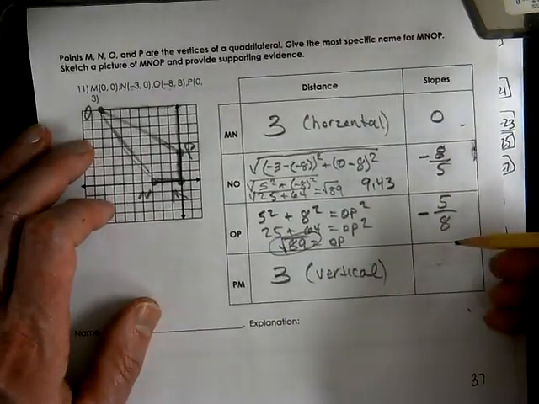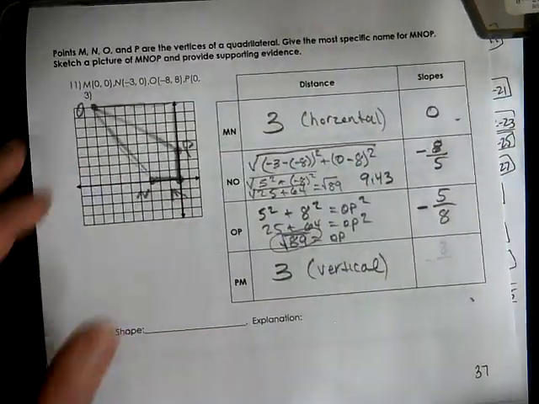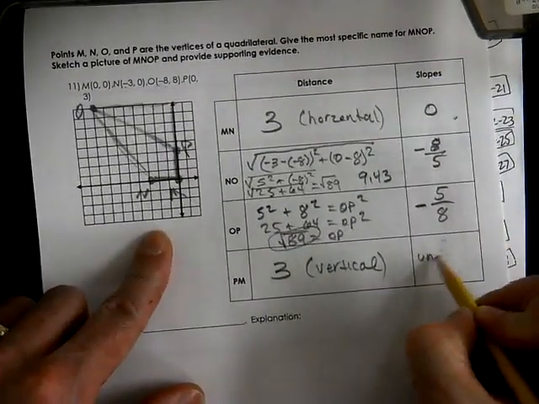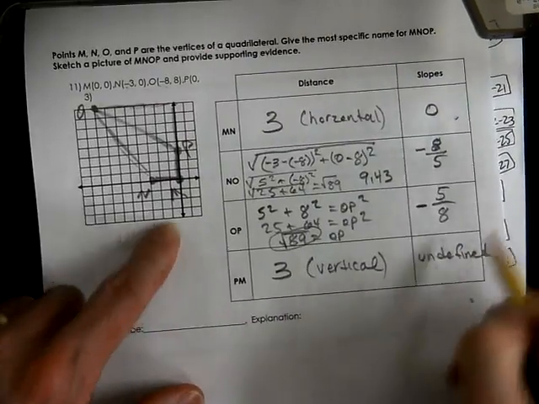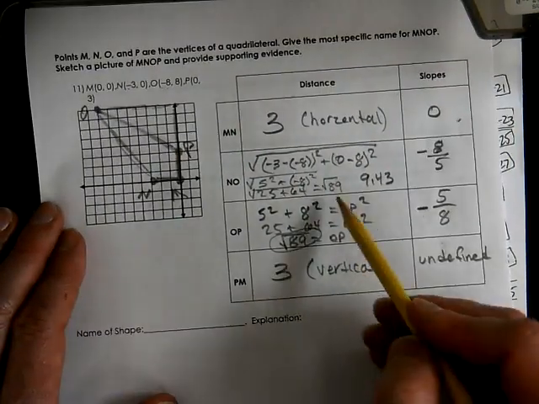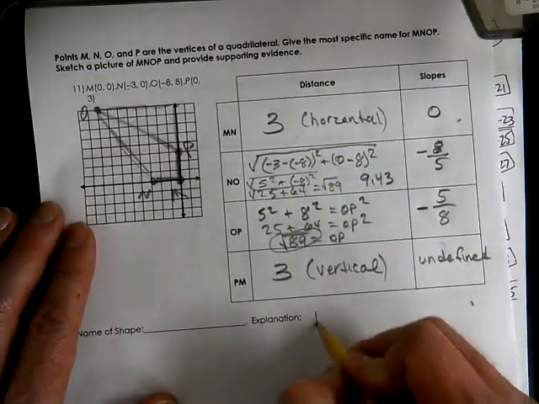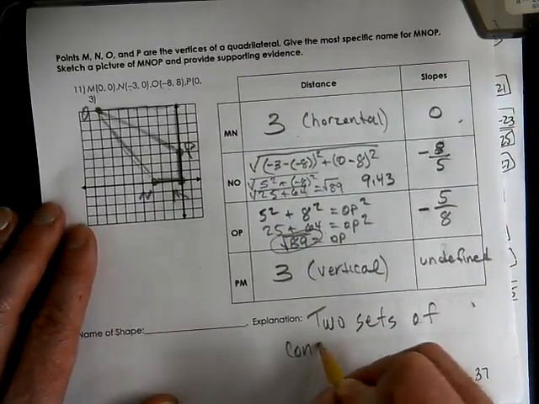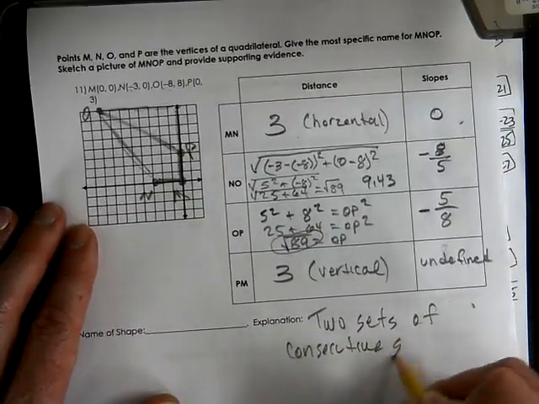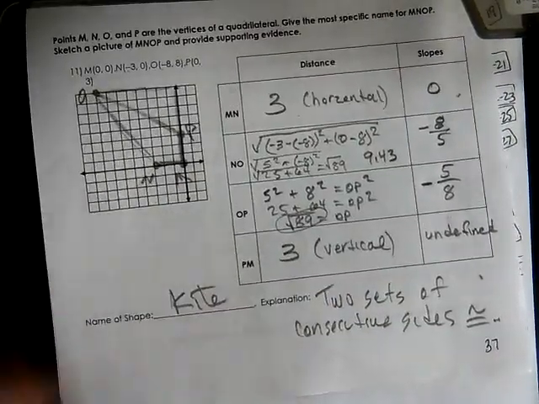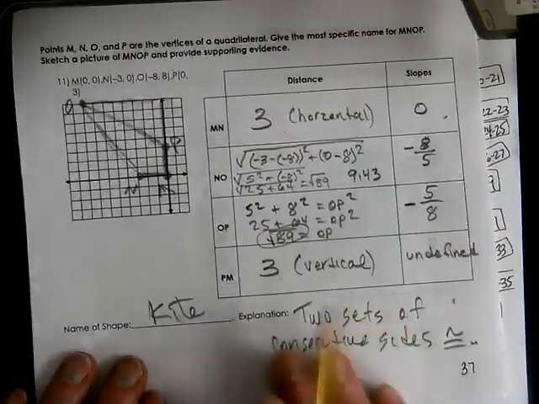So they're reciprocals, but they're not opposites. So it's not 90 degrees. And then this one would be undefined because it's straight up and down. So we have two sets of consecutive sides congruent. It's a kite. We have no parallel sides. So again, that supports it's a kite.